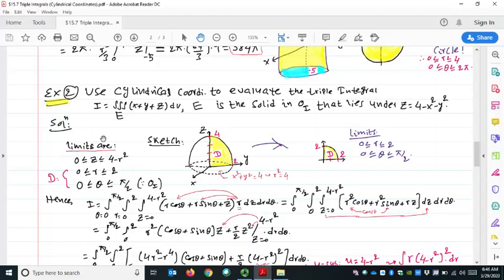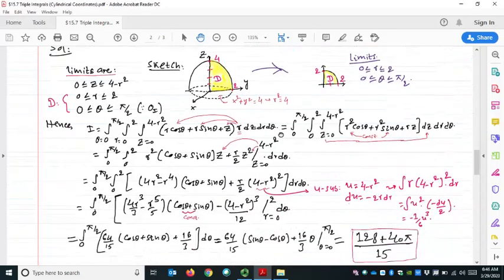Great. Now we can rewrite the given triple integral with those limits. So I equals the theta integral with limits 0 to pi over 2, the r integral with limits 0 to 2, and then the z integral with limits 0 to 4 minus r square. Then in cylindrical coordinates, x is r cosine theta plus y is r sine theta plus z itself, and the volume element dV is r dz dr d theta.